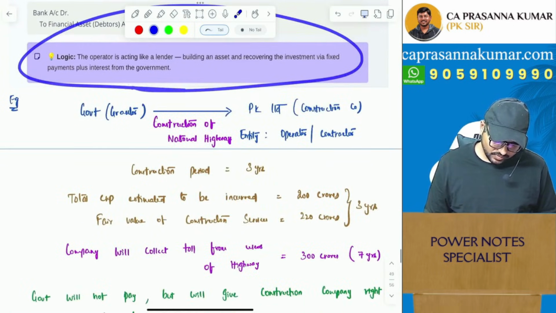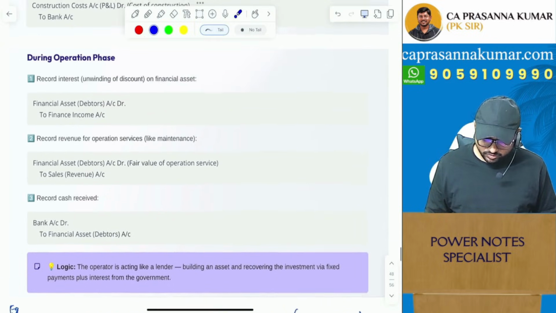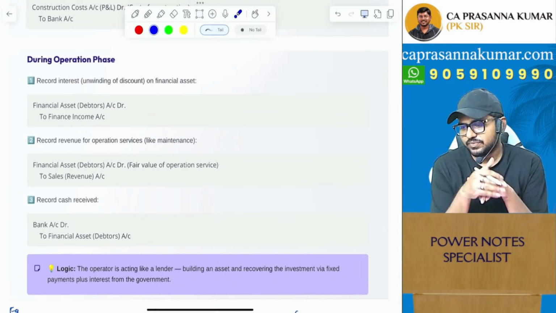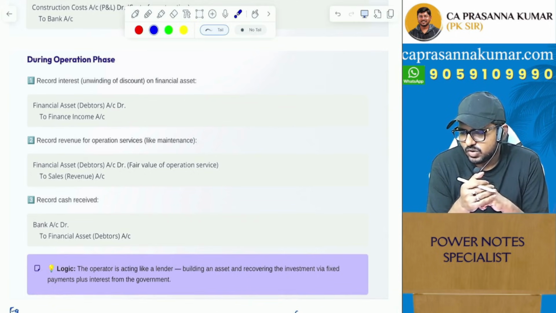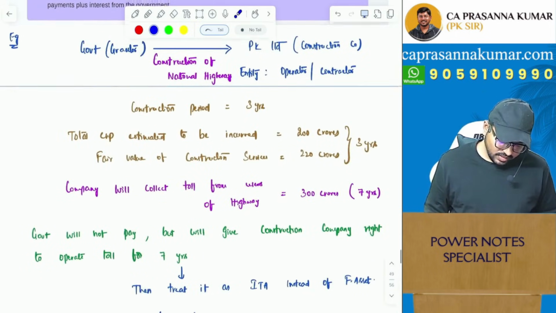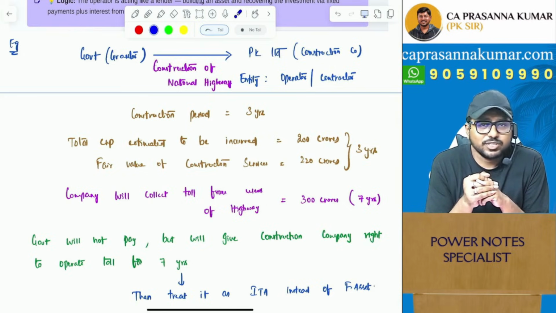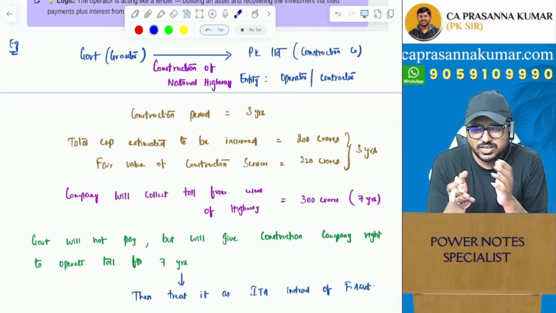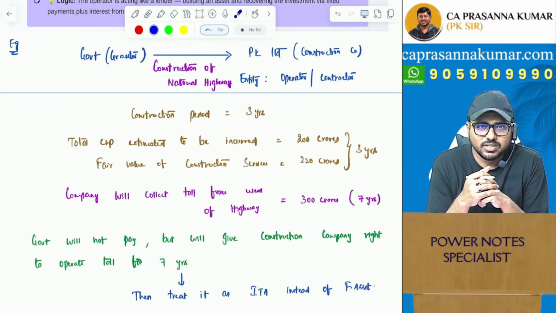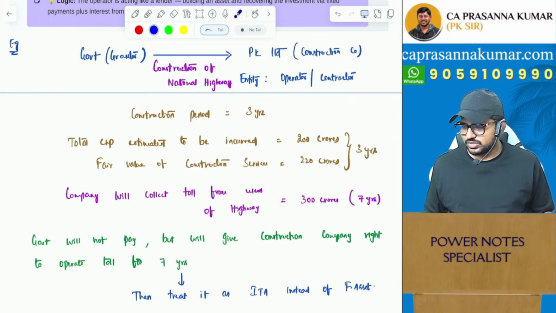Now, let's move on to another example. This is where things get interesting, so I want you guys to focus. Till here it's clear. Okay, chalo. Now this example, I want you guys to focus. This is an example where the government will not be giving you fixed payment. Instead, it will be giving you a right to collect toll for a period of time, 7 years or 10 years or 15 years, as the case may be. So in this case, how are we going to do accounting? Now this is very interesting, so I want you guys to focus. Ready?